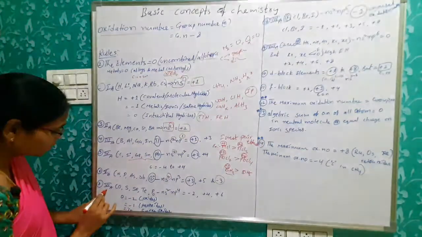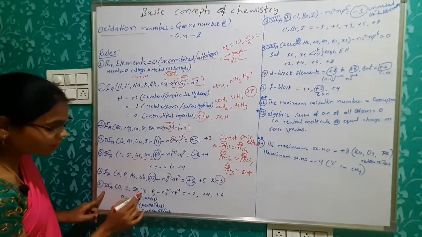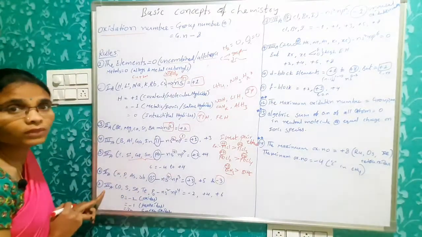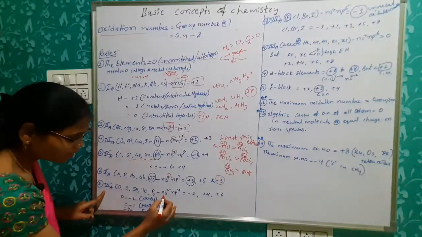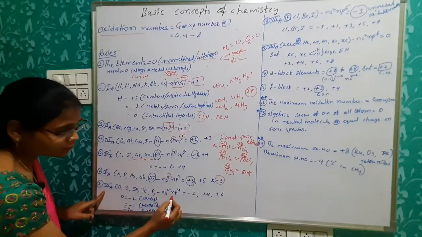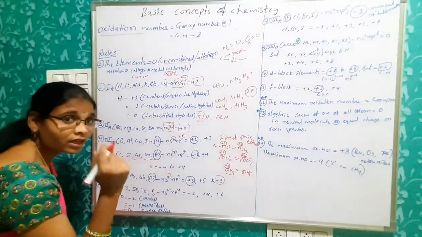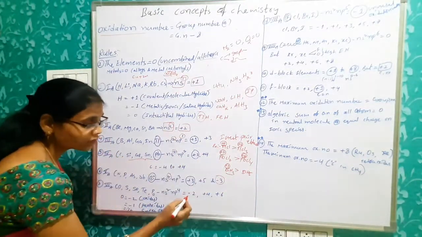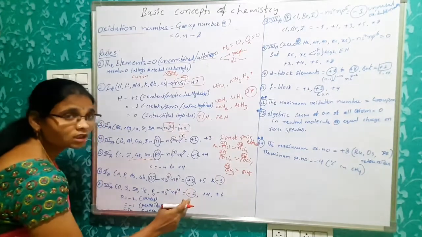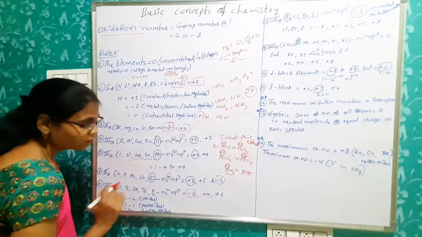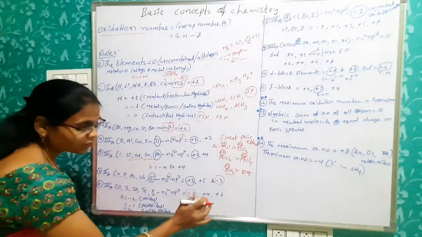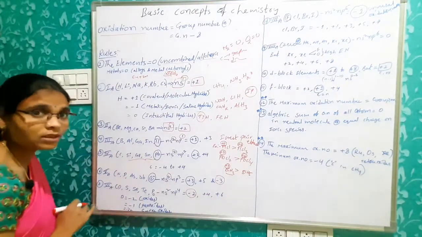Now the 6A group elements: oxygen, sulfur, selenium, tellurium, polonium. They show ns2 np4 electronic configuration. By gaining only 2 electrons they get the nearest inert gas configuration. That's why the common oxidation state of this group is -2. Along with -2, they show +4 and +6 oxidation numbers.